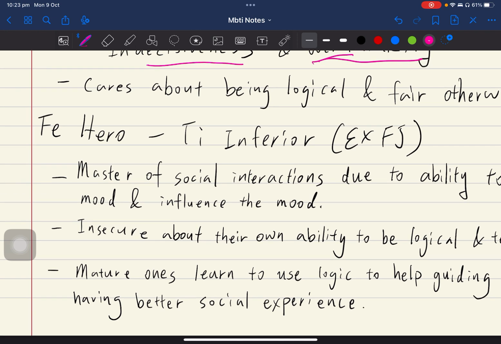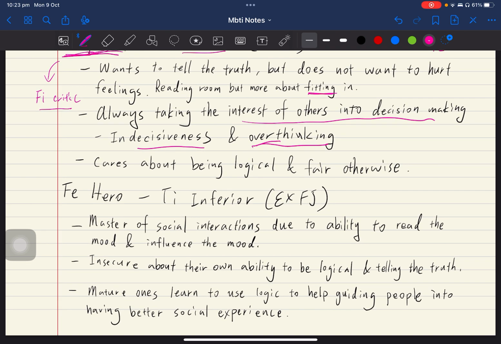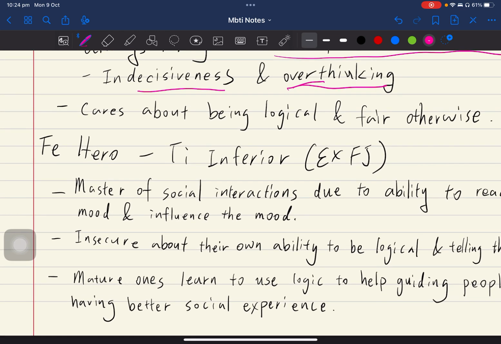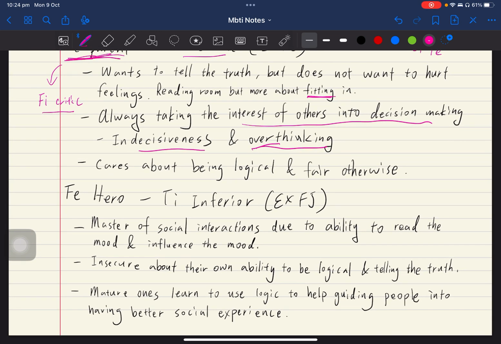Okay. So lastly, we have the FE hero and TI inferior, which are the EFJs. And EFJs are, because of the FE hero, all about FE, and so that makes them the social butterflies. And so they have the ability to read the mood and influence the mood pretty well. However, they are insecure about being logical and their own ability to tell the truth. The mature ones tend to use their logic to help guide people into having better social experiences.